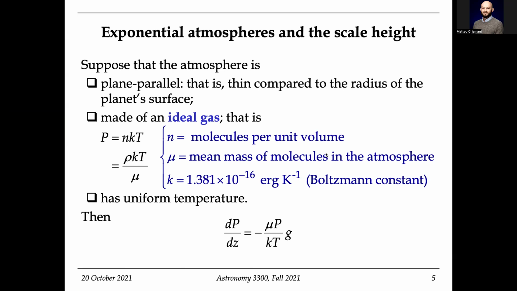So this is the mean mass of a molecule. If you have a mix of things in the atmosphere, you have to use this. If it's one gas, use that. I tend to fold it into there. You can do that later. This is all you need to know.